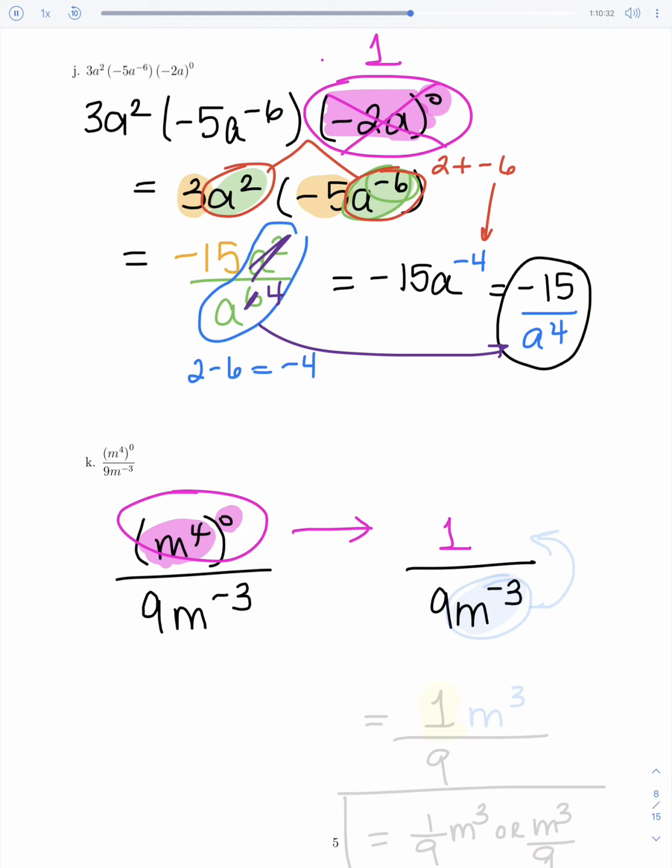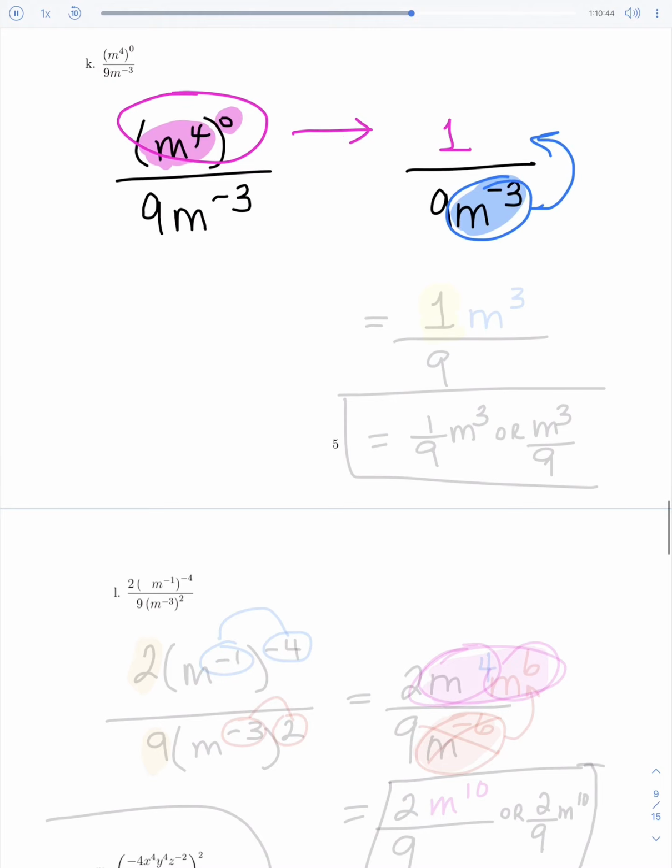Now we can deal with our negative exponent. Well, our negative exponent is already on the bottom. So to get rid of the negative exponent, where can we move it? Well, the only place left to move it is to the top. So the 1 is going to stay where it is. The 9 is going to stay where it is because they don't have negative exponents. However, the m to the negative 3rd is going to move to the top. When it does, the negative exponent becomes a positive exponent. So I get the m cubed on top.